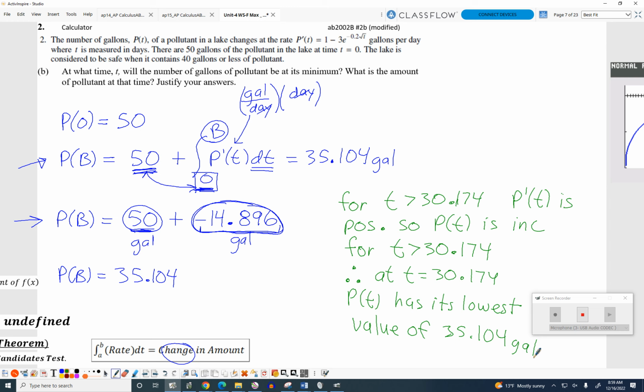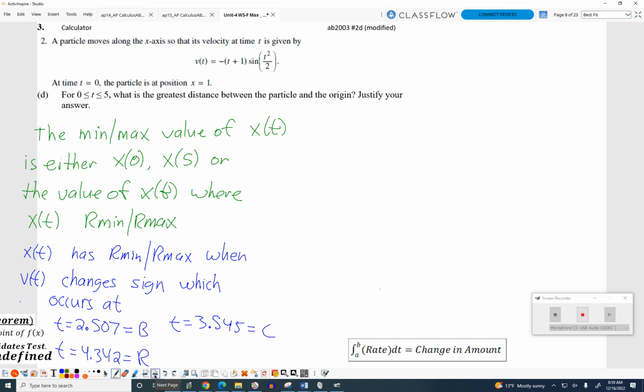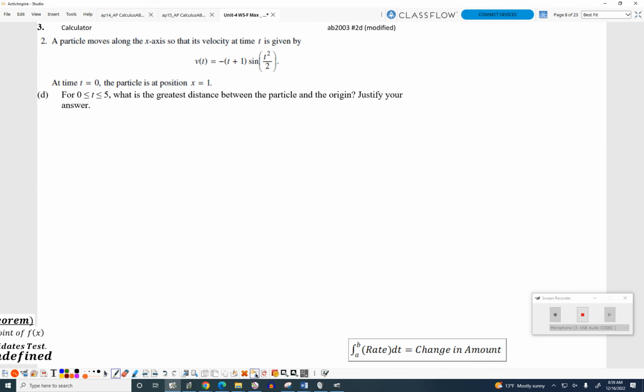Cool. Next one. Go to number 3. Okay, for number 3, we get a bit of a head start because the problem is about particle motion. So you can basically memorize the amount and rate that we need. If we're talking about particle motion, the amount is position, x of t. They don't give us units, but we could write meters if it helps us think.